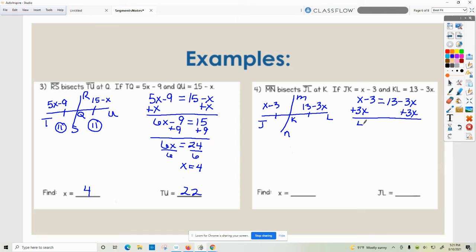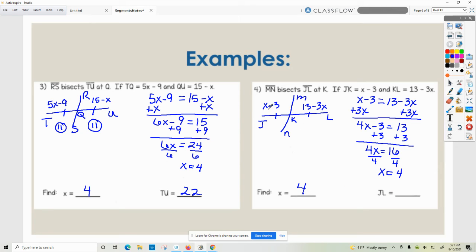So this is going to give me 4X minus 3 is equal to 13. Then I would add 3 to both sides. So that's going to give me that 4X is equal to 16. Divide by 4, X would equal 4. But now I still want to know the length of J to L.